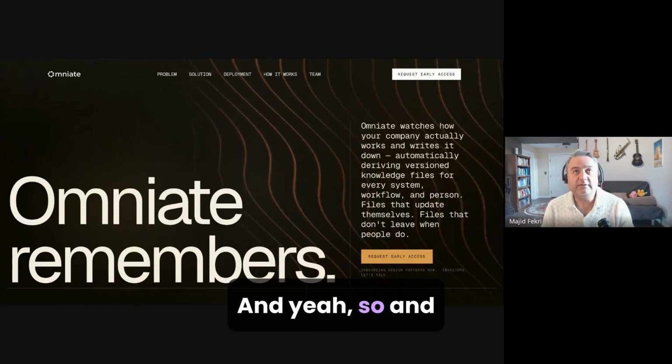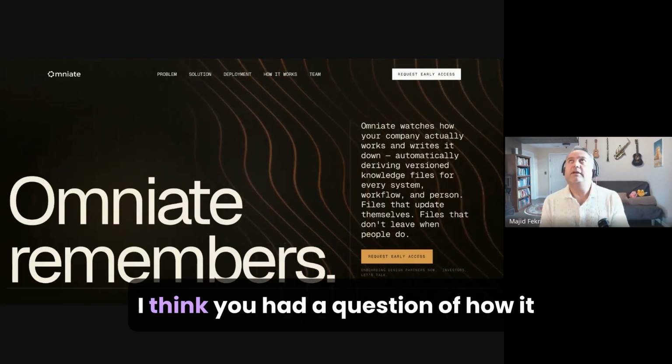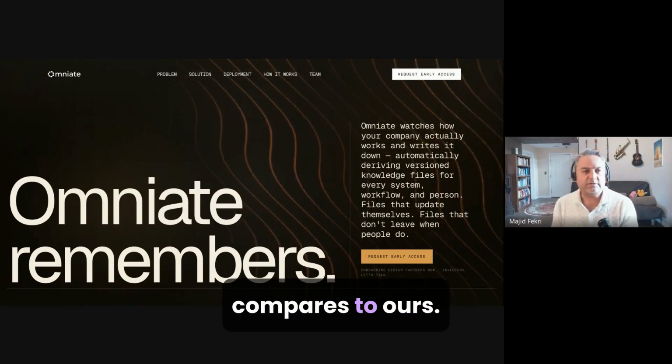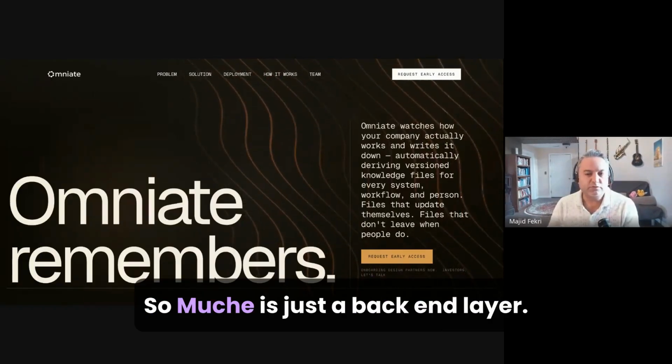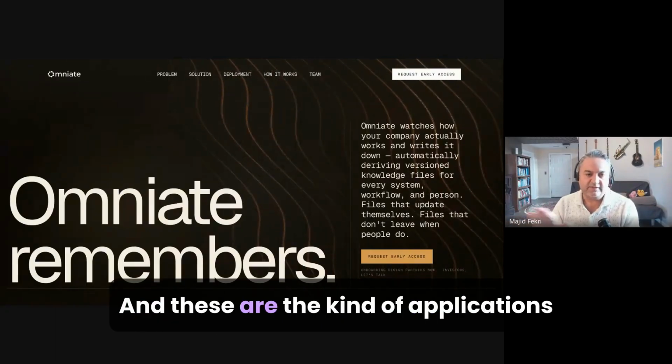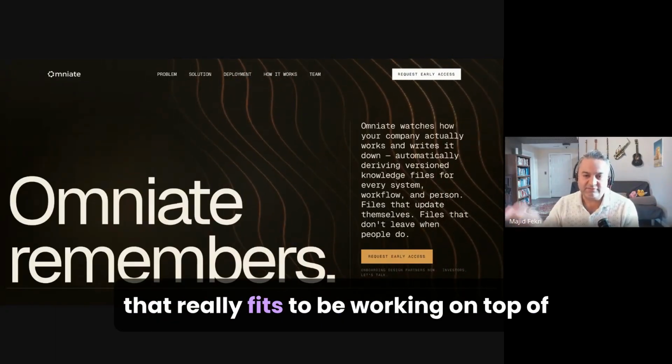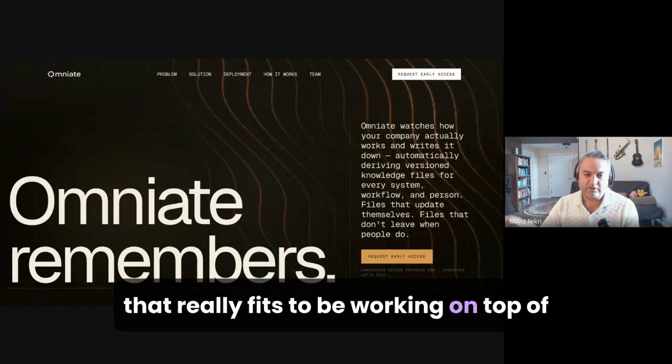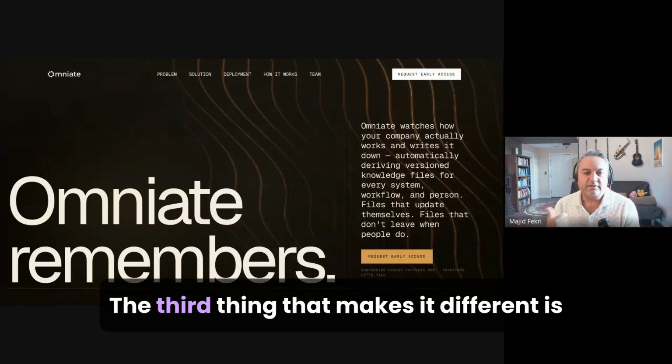And yeah, I think you had a question of how it compares to ours. So moorcheh is just a backend layer. It just supports you. And these are the kind of applications that really fit to be working on top of moorcheh.